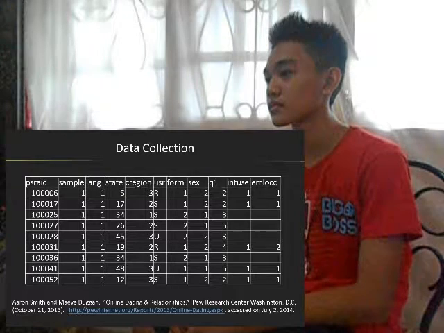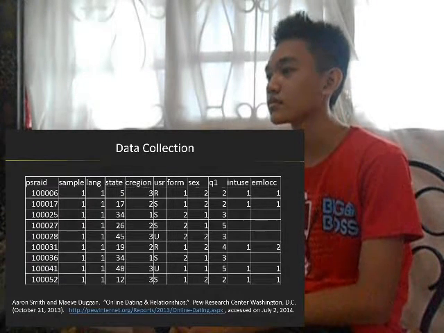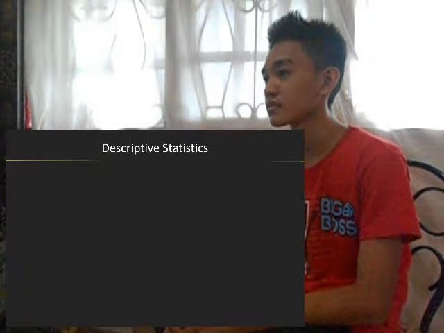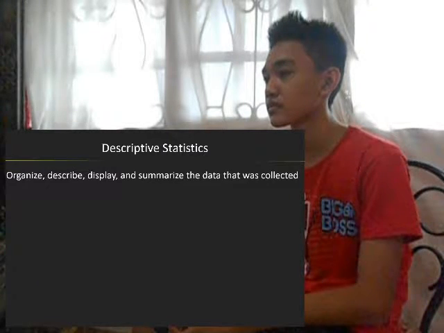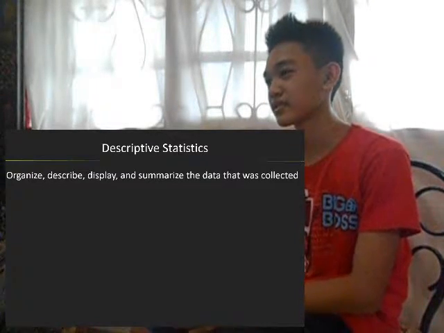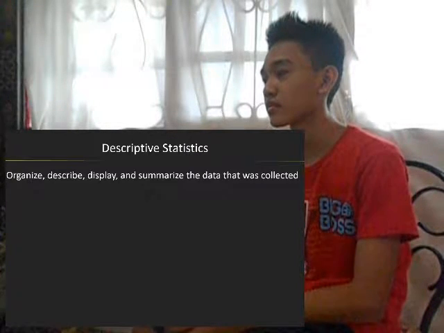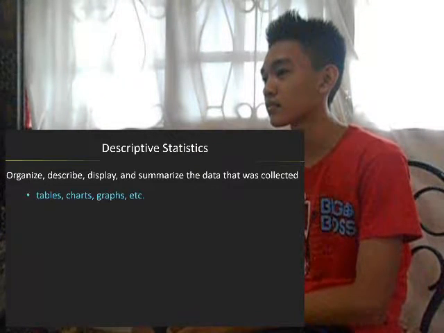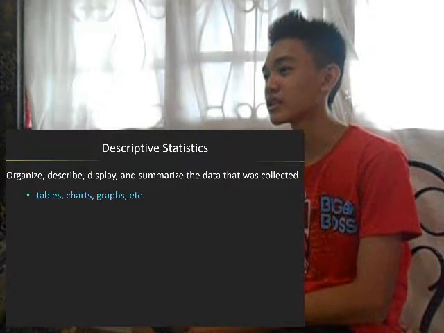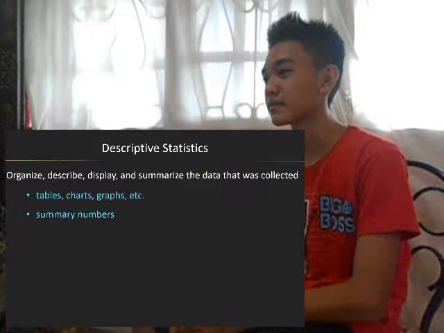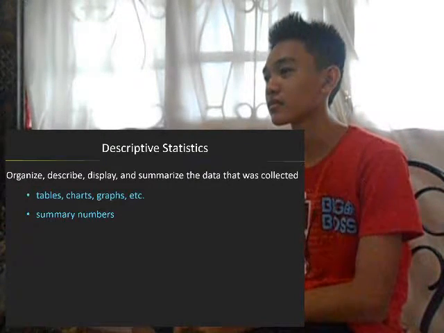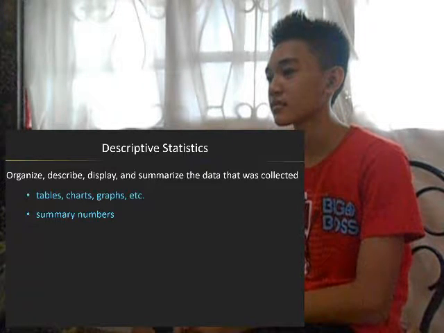That's where descriptive statistics comes in. The goal of descriptive statistics is to organize, describe, display, and summarize the data that was collected. This can be done using things like tables, charts, and graphs. You can also use summary numbers, like an average or a proportion, to describe the data that was collected.